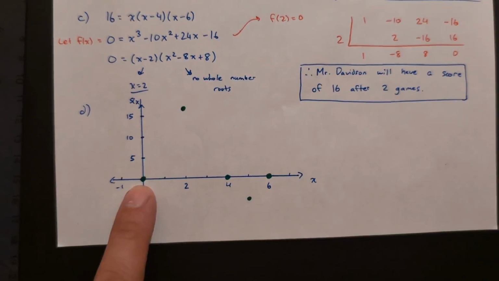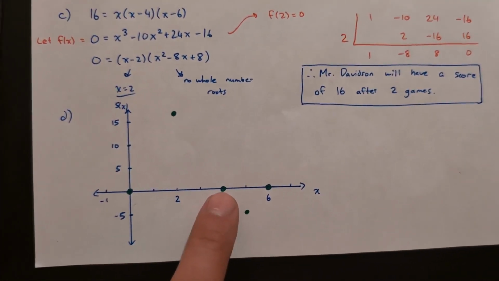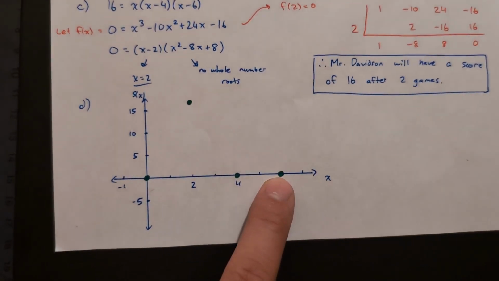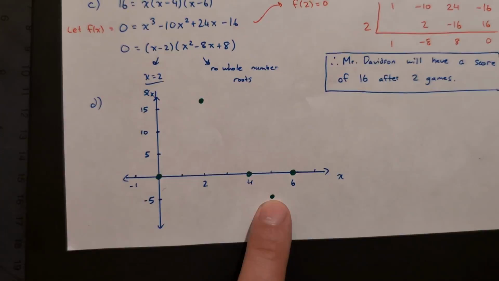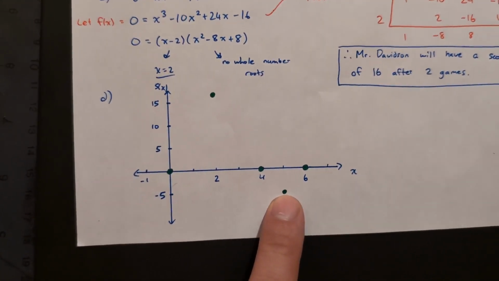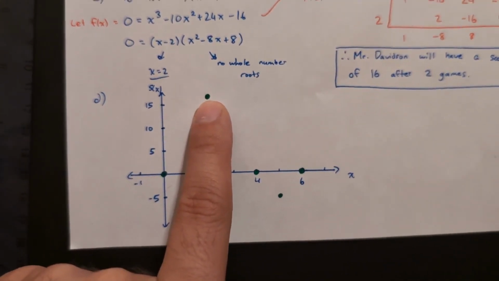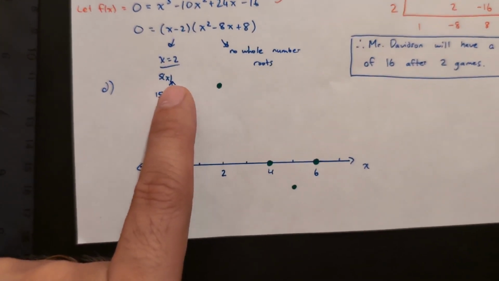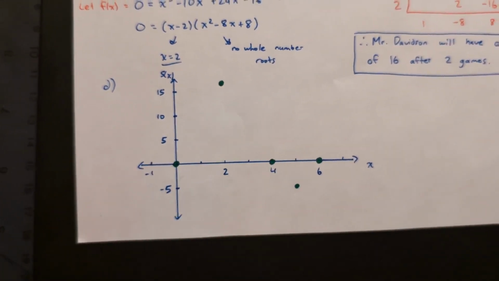So I've plotted from part A. We knew that I'd have a score of 0 after 0 games, 4 games, and 6 games. Part B, we know that after 5 games, I'll have a score of -5. And we know from part C, after 2 games, I'm going to have a score of 16. So I've done the best with the sketch and the scale that we have to kind of graph that point here.